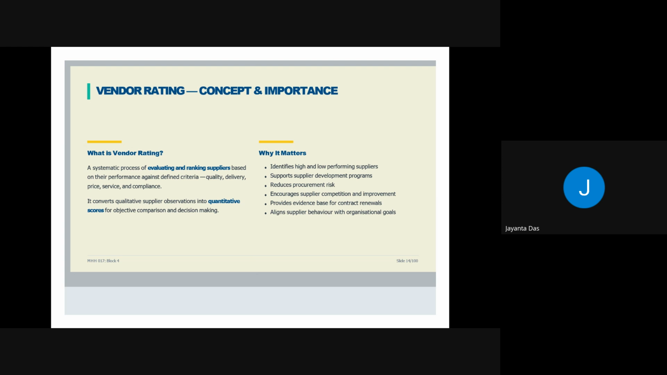Why does it matter? Because it will help us identify high and low performing suppliers, who are giving better performance and who are not giving so good performance. It supports the supplier development program. For the supplier who is not performing, we will try to find out what their problems are, why they are not being able to perform, and discuss with them and support them so that the performance can be better. It will reduce the procurement risk. So if we give the support, ultimately it will be beneficial for us only.